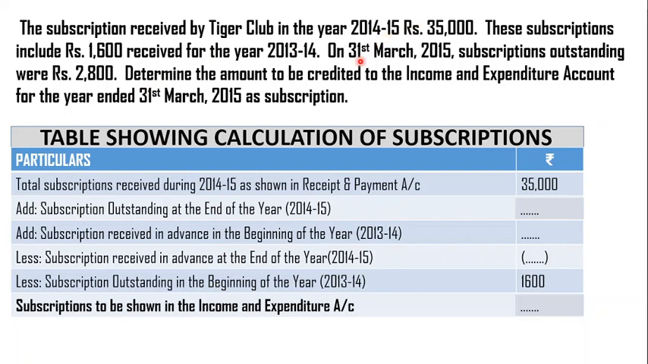Then on 31st March 2015, subscriptions outstanding were rupees 2800. So at the end of the year, the subscription outstanding was 2800, which actually belongs to the current year only but is not yet received in cash. So this is to be added. So this way we get our answer: 36,200.